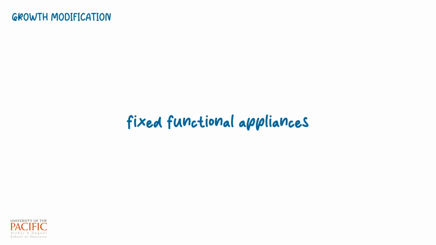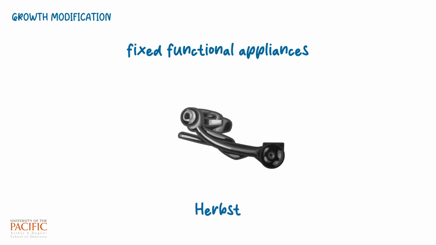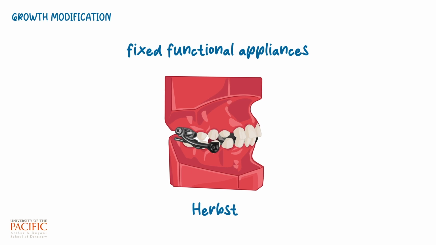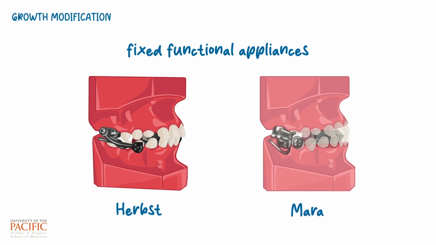Now let's talk about fixed functional appliances. The Herbst appliance is a fixed appliance that does not require compliance to wear it. However, patients need to comply with instructions to avoid breaking it. It consists of crowns on the upper first molars and lower molars and is most effective in the late mixed dentition stage. The Mara appliance is another fixed functional appliance. It is less bulky compared to other options and is often preferred by patients.